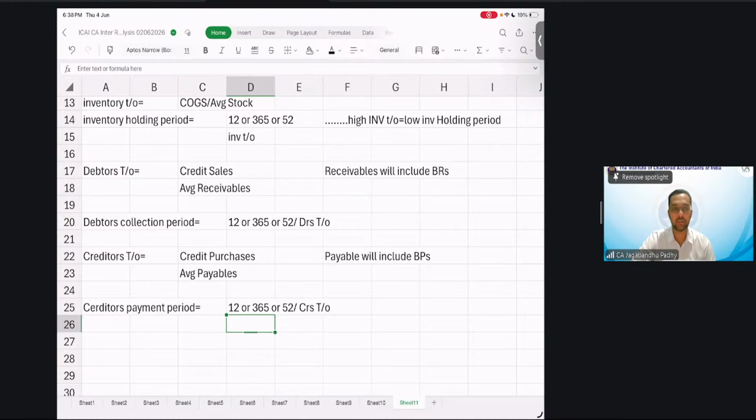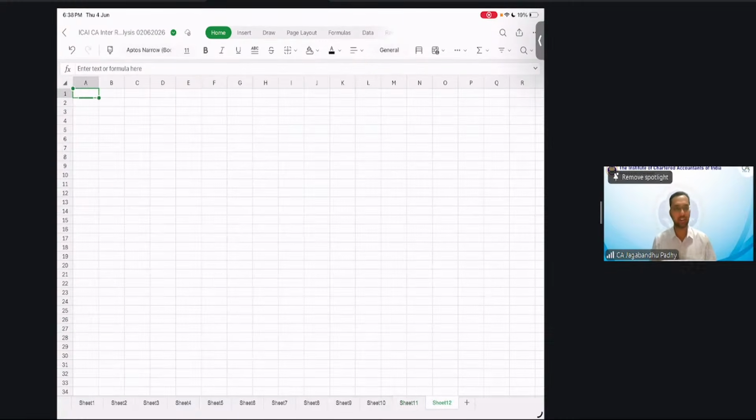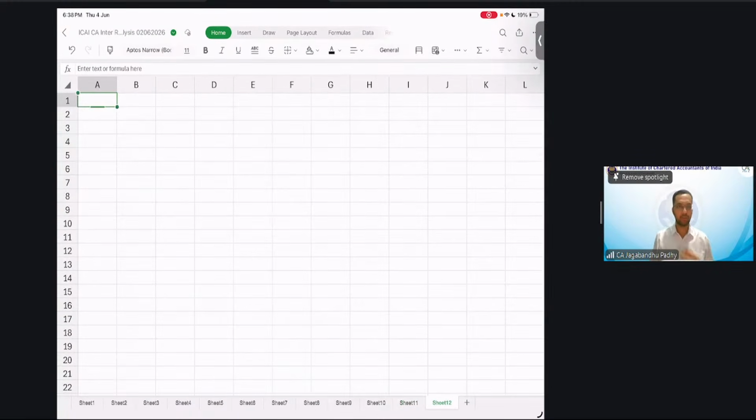That's your creditors turnover ratio. Fine. So these were the activity or efficiency turnover ratios. Now let us go for the next set of ratios, which are very simple, because we are going to look at the profitability or profit and loss statement ratios.